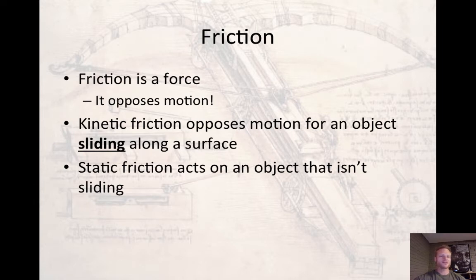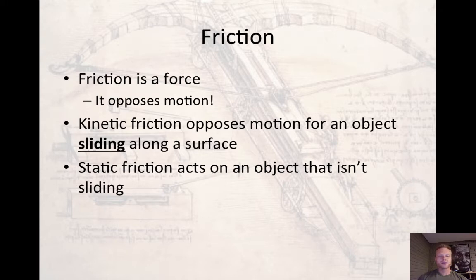The first thing I want to talk about is that friction is a force, and we've mentioned that in some previous lessons. It's a force that basically opposes motion. That's the job of friction. There are two types of friction you should be aware of. The first type is called kinetic friction, and kinetic friction opposes the motion of an object that's sliding along a surface. If you can picture yourself sliding a box across your kitchen floor, the friction that opposes that motion is called kinetic friction.